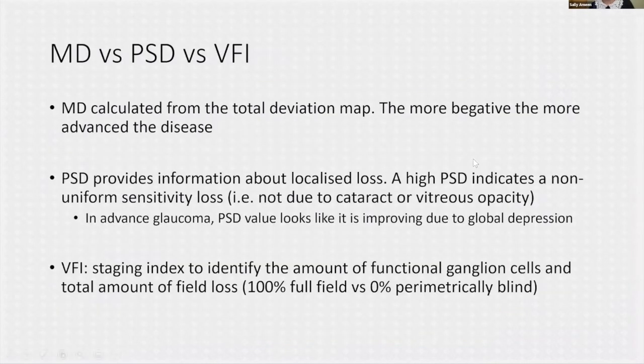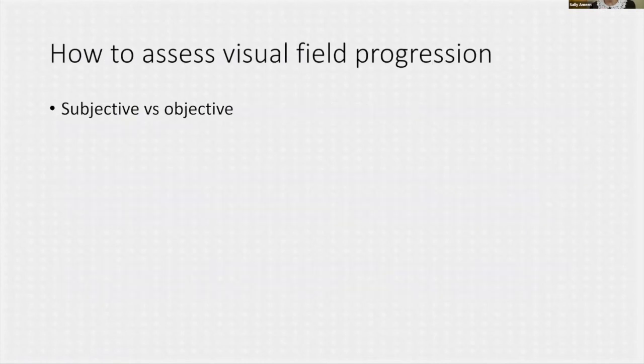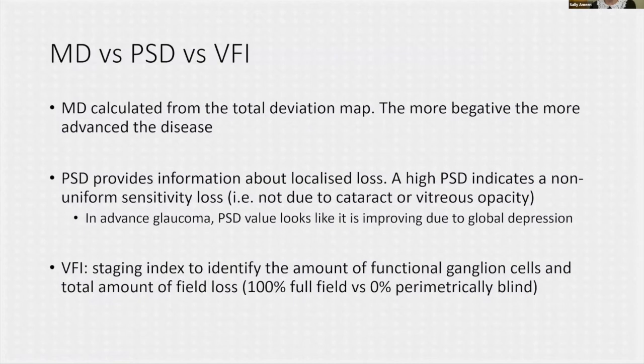is the numbers that you have in the bottom right-hand corner, which are the mean deviation, the pattern standard deviation, and the visual field index. The mean deviation is calculated from the total deviation map, and the more negative, the more advanced the disease. The pattern standard deviation provides information about localized loss. So the number is positive in this case, and a high pattern standard deviation indicates a non-uniform sensitivity loss, i.e. it's not due to cataract or vitreous opacity.